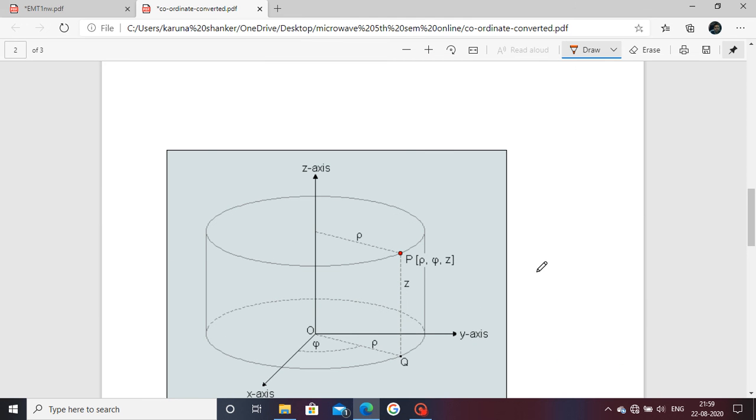This diagram shows you the cylindrical coordinate system, the cylindrical structure, with radius rho. Suppose this point is indicated by rho, phi, z. The rho is the radius, phi is the angle measured from the x axis, and z is the height of this cylindrical structure.